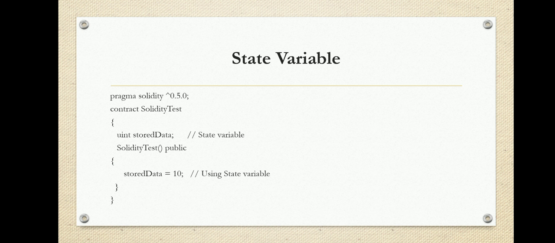Here, let me demonstrate how state variables can be used in Solidity. I said a state variable can be defined in the contract scope. So here is the Solidity program to demonstrate state variables. We have a pragma statement, which instructs the Solidity compiler which version we are going to use, that is Solidity version 0.5.0. Then we have defined a contract. The contract name is SolidityTest.